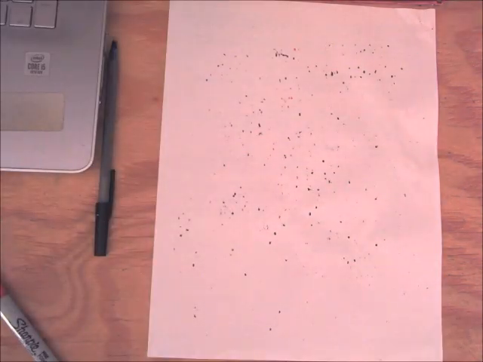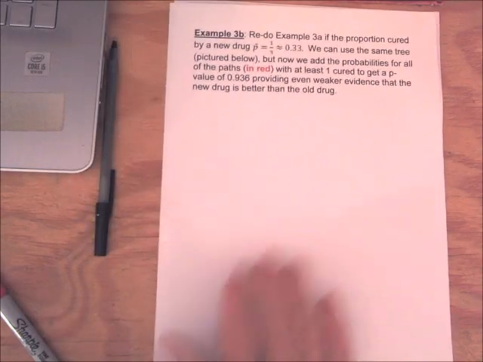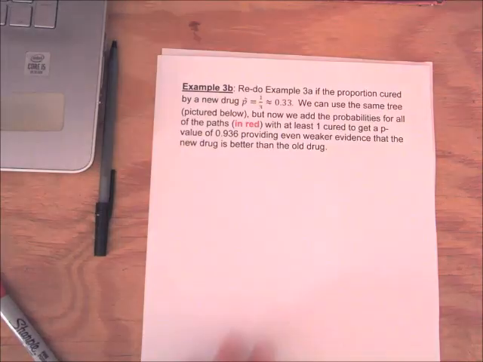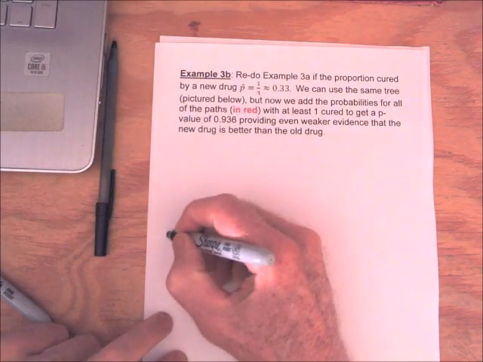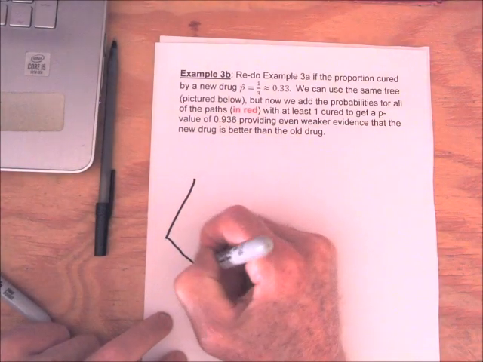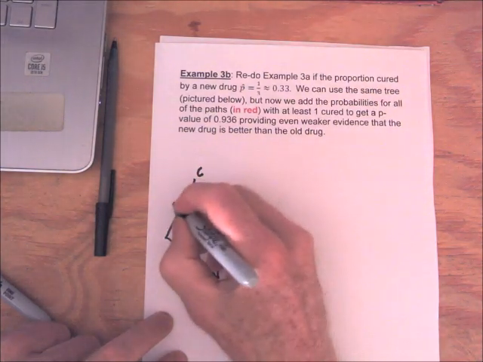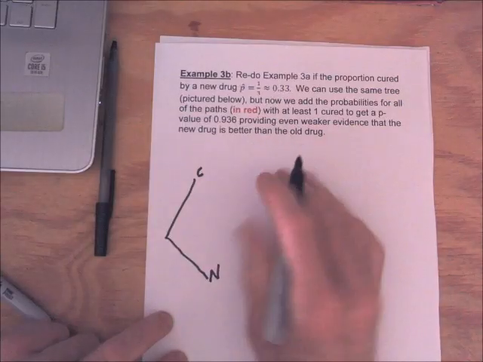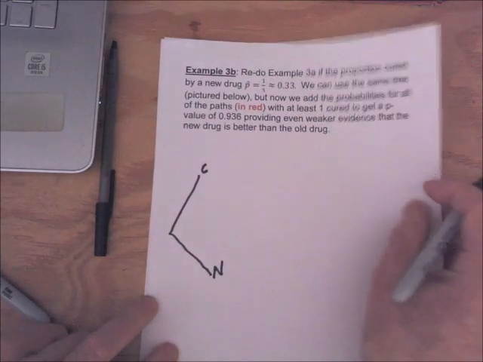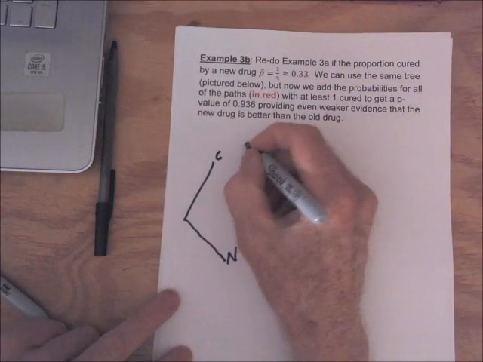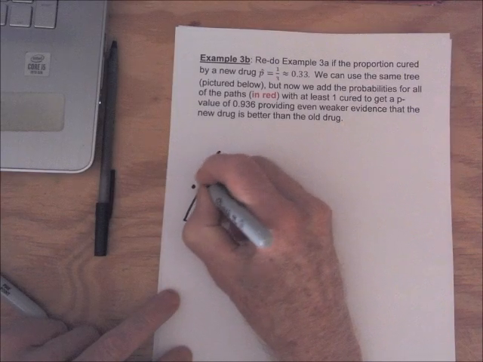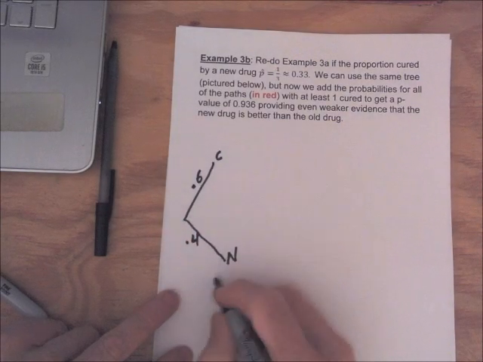Okay, so let's redo example 3a. If the proportion cured by a new drug, p hat, is 1 out of 3. So we can use the same tree as we had before. Each patient is either cured or not. And we make the tree as if H naught was true. C is cured, but to fit this in the space, we're going to write out the word cured here. So they have a 0.6 chance of being cured, 0.4 chance of not being cured.